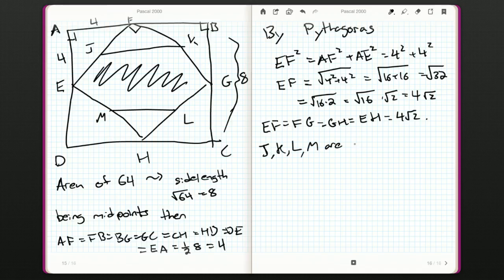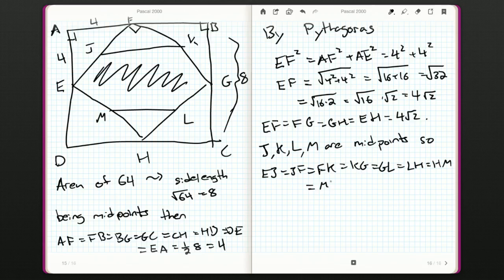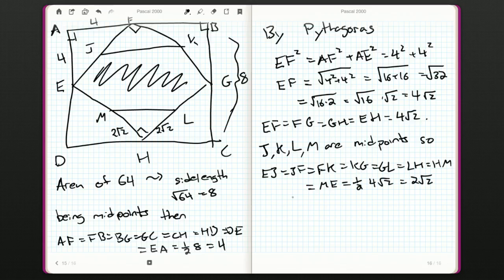The J, K, L, and M are midpoints. So, just as we had before, we're getting a bunch of equal lengths. KG, GL, LH, HM equals ME is 1/2 of the side length EF. So that's going to be 2 root 2. So right in here we have 2 root 2, 2 root 2. Okay. And that's enough to solve the problem.